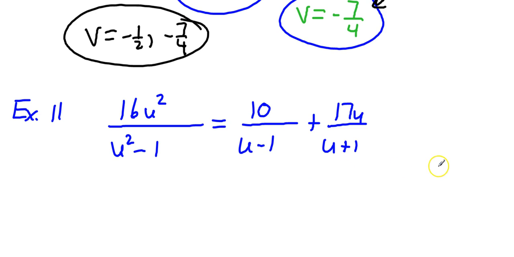Okay, for the last one here out of section 6: 16u squared over u squared minus 1 equals 10 over u minus 1 and then 17 over u plus 1.